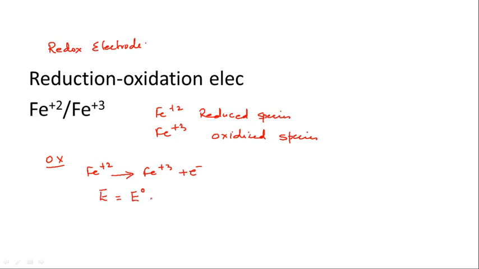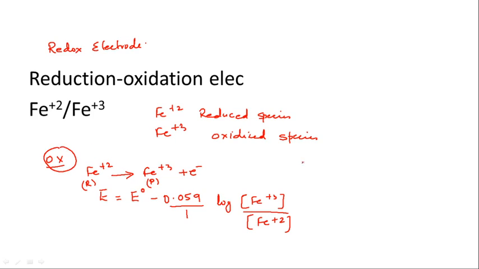E is equal to E naught minus 0.059 divided by n, and n is 1 here, log of concentration of Fe3+ divided by concentration of Fe2+. So these are your reactants and these are your products. When you write, it is always log of concentration of the products divided by concentration of the reactant. Now this is your oxidation reaction.